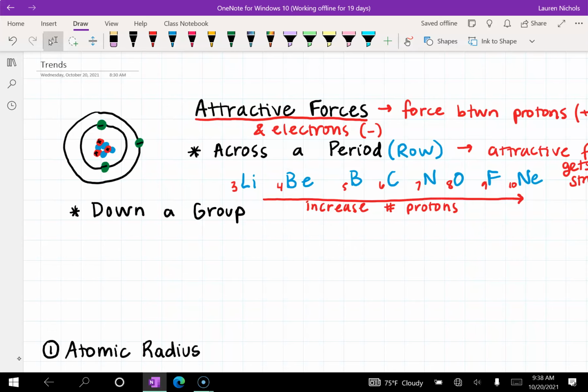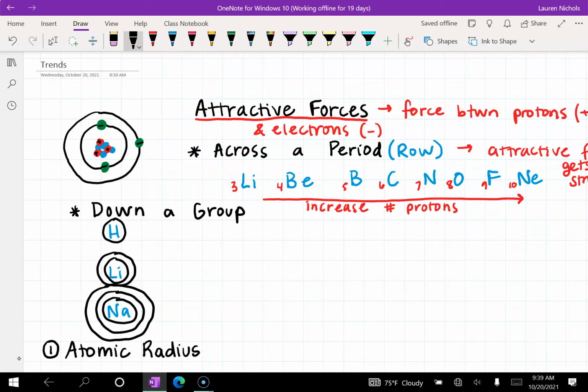Now, when we talk about a group, though, notice when we're looking at the period lithium through neon, those are all on row 2. So they all have 2 energy levels, right? So that stays pretty consistent. But when you go down a group, so let's say we're talking about hydrogen, and then lithium, and then sodium, I'm not going to go into too much more. Hydrogen is on row 1, so it has 1 energy level. Lithium's on row 2. It has 2 energy levels. Sodium is on row 3, so it has 3 energy levels. And so if your protons are at the center, the very furthest valence electron is getting further and further away.